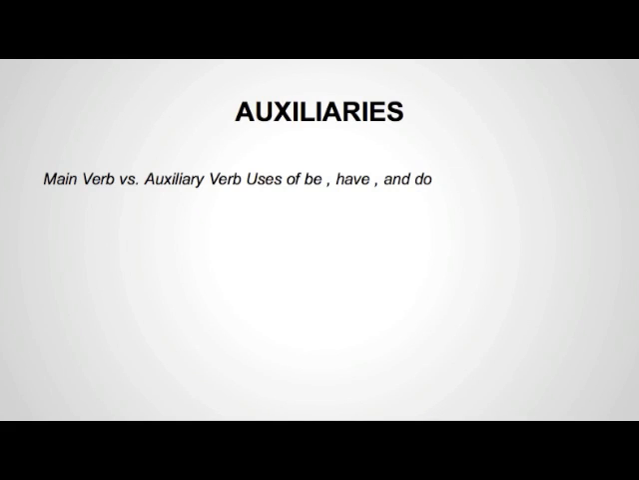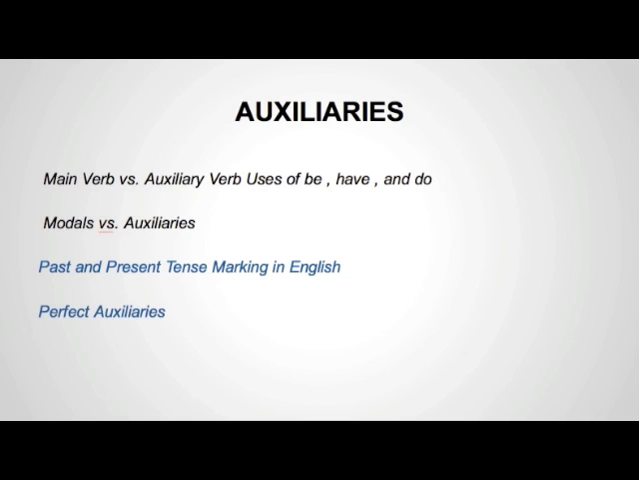We've been talking about auxiliaries. We talked about the main verb versus the auxiliary verb uses of be, have, and do. We talked about modals versus auxiliaries. Now we're going to talk about past and present tense marking in English, then on to perfect auxiliaries and progressives.